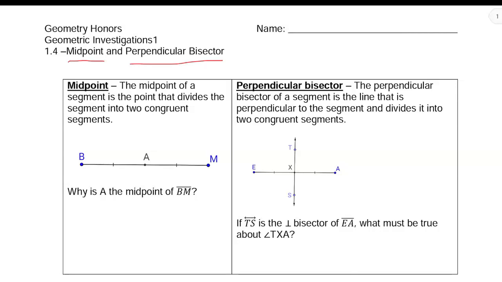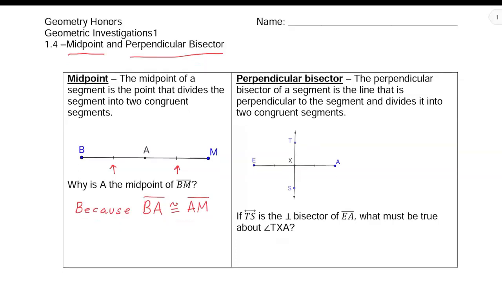So when you look at the picture given, segment BM has point A in the middle, and you see tick marks here and here. So without telling you that segments are congruent, we're showing you segments are congruent with those tick marks. So the question is, why is A the midpoint of BM? And that's because segment BA is congruent to segment AM. That's how we know A is the midpoint.